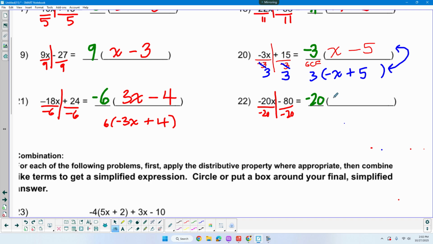Anyway, so let's stick with that. We're going to take negative 20x divided by negative 20 is a positive 1x, and a negative 80 divided by a negative 20 is a positive 4.